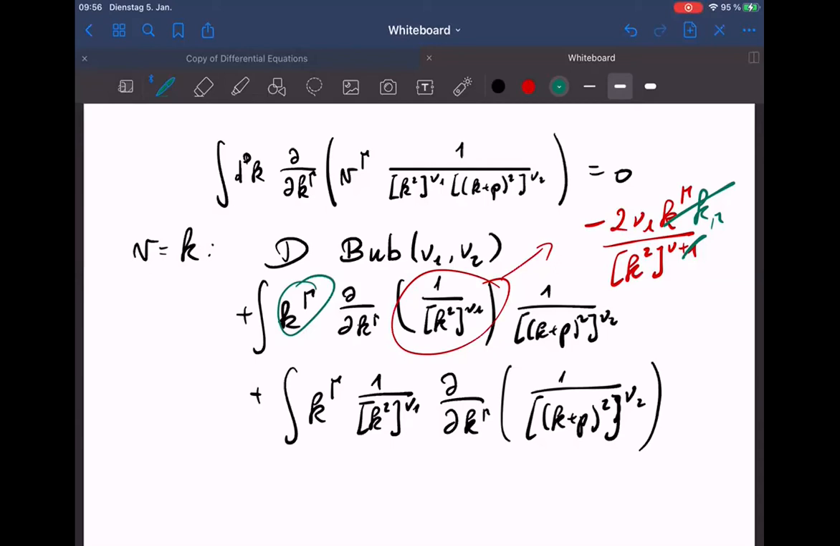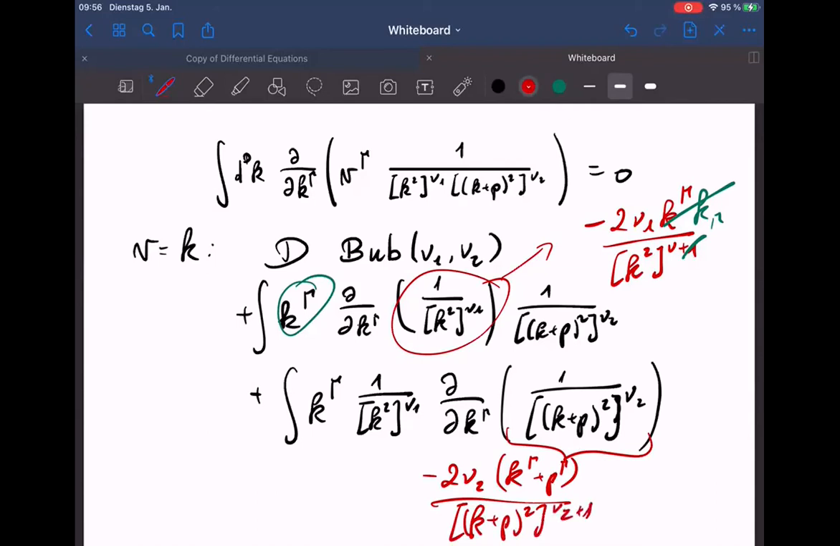And for this term, this is actually what you had in the previous slide. You get this k mu plus p mu over k plus p squared mu 2 plus 1. And then you have to go back to when you contract with k mu, so that then this becomes two k dot p plus 2p squared.